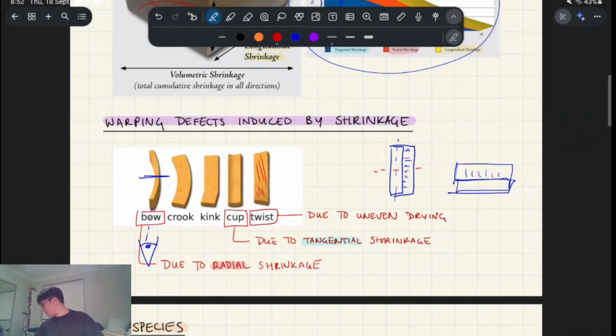And one way you can test if something is twisted or not, I don't know if there's a good example, right? So say you get a piece of wood like this, you put it on a table, and you put your fingers on opposite corners, and if it's rocking back and forth, it's twisted. Right. So yeah. Okay.